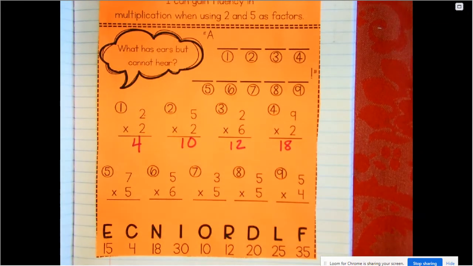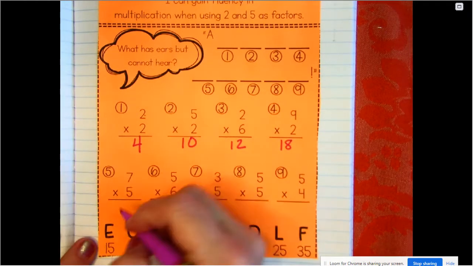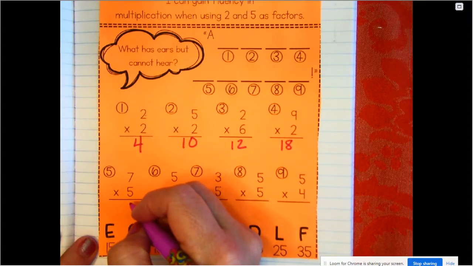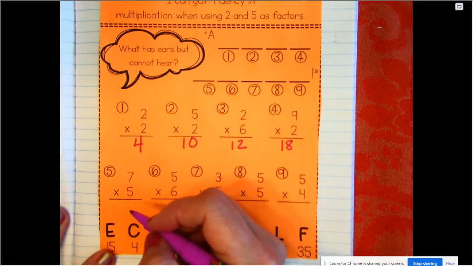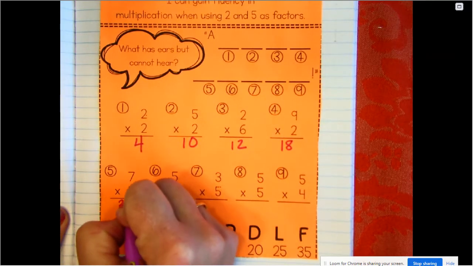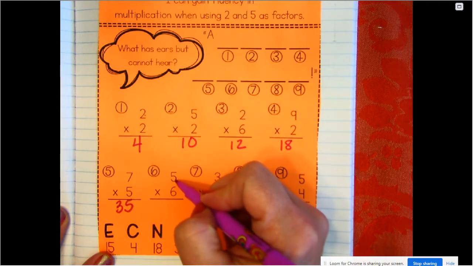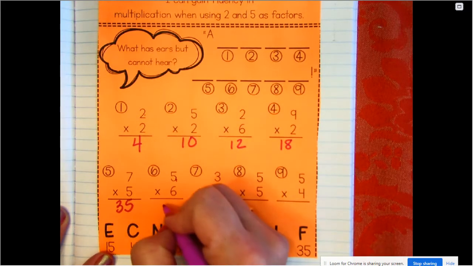Okie dokie. So 7 groups of 5. We count by 5 7 times. 5, 10, 15, 20, 25, 30, 35. 5, 10, 15, 20, 25, 30.